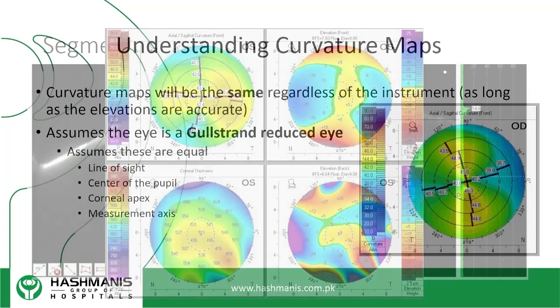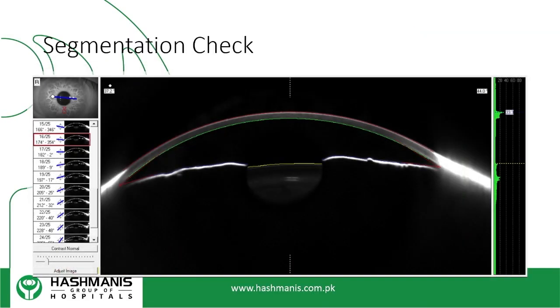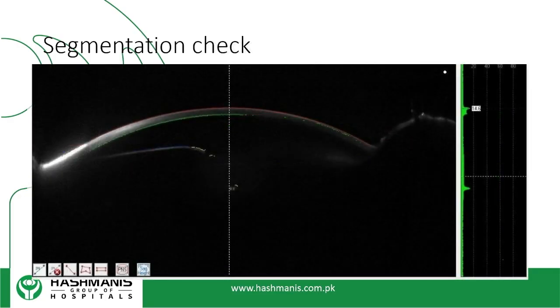Okay, if you see this case in segmentation, the green line is what the machine thinks is the posterior surface of the cornea, and the red line is what the machine thinks is the anterior surface of the cornea. If you look at this particular image, you can see that the anterior surface of the cornea was imaged very well, but the posterior surface is imaged very poorly. Look at the arrow; it's extremely poorly imaged.